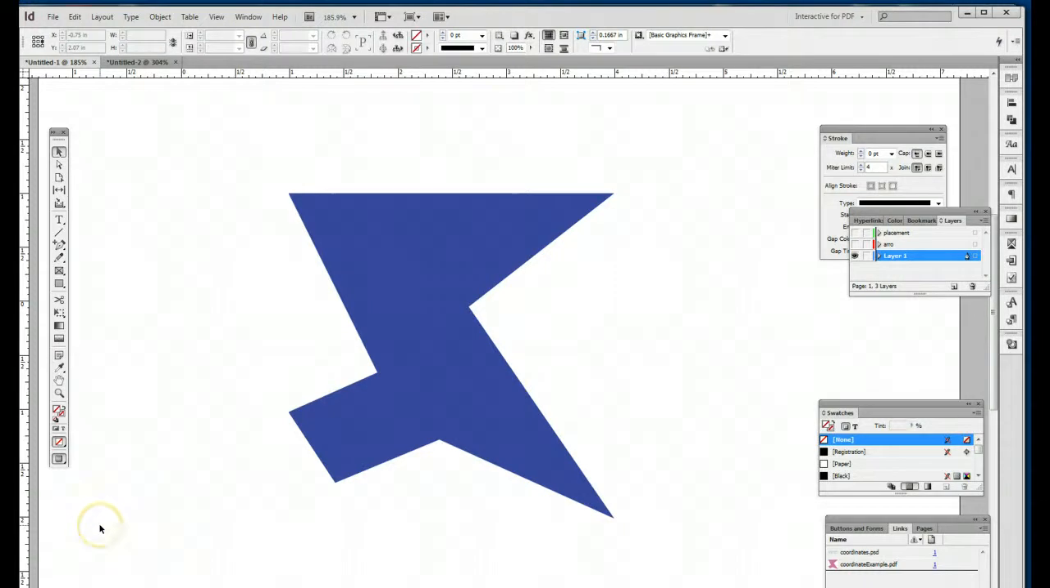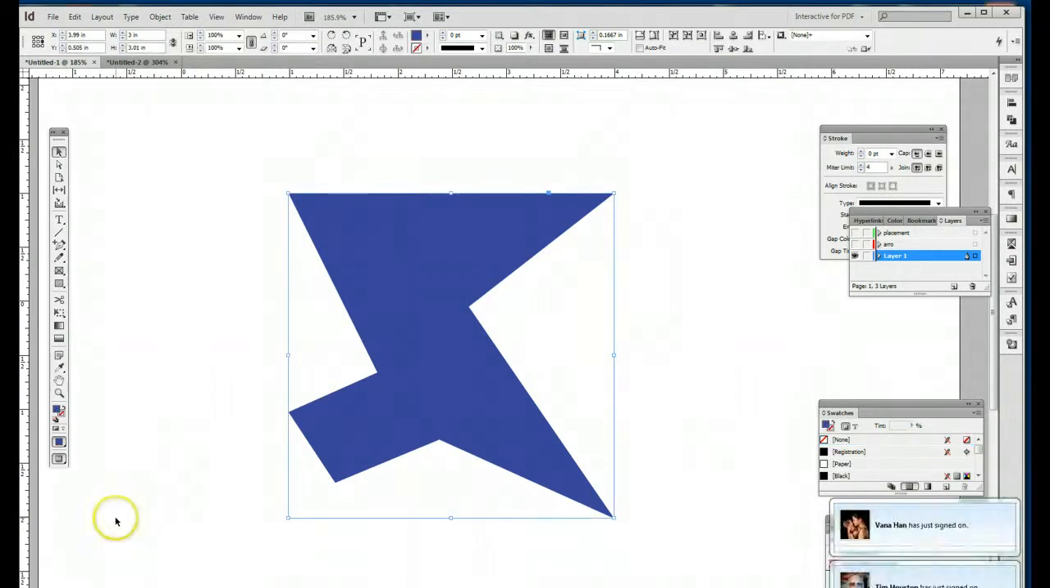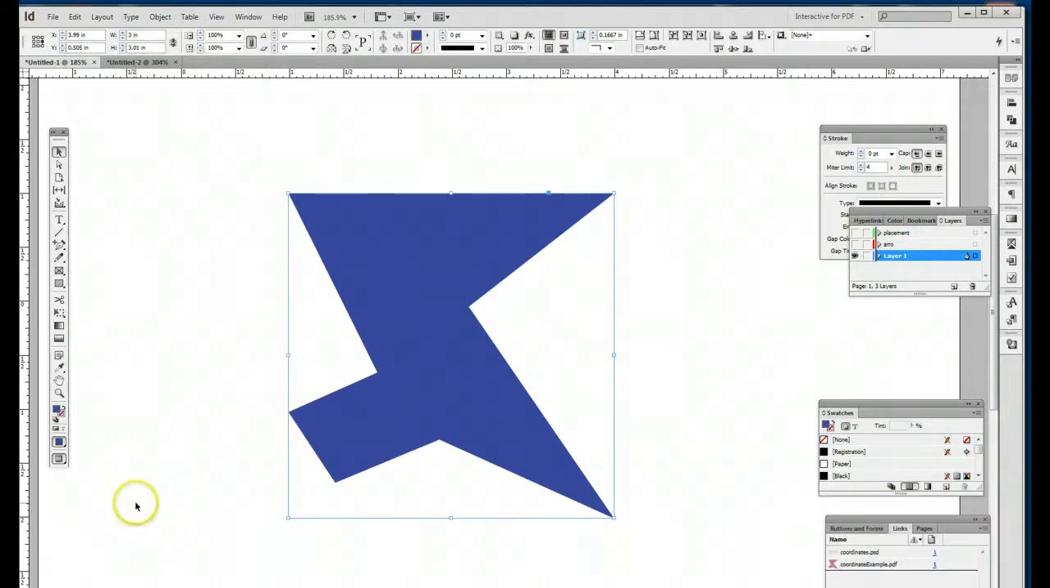All graphical elements displayed on the page in Adobe InDesign are in containers that are either boxes or rectangles. The container holding this purple shape is represented by this light blue line. It's a 3 by 3 inch square.